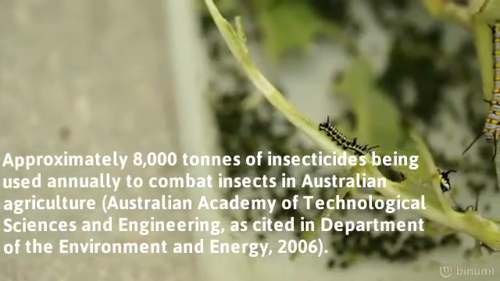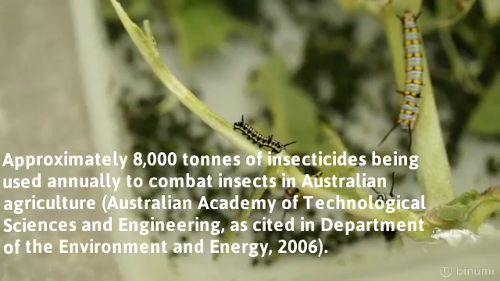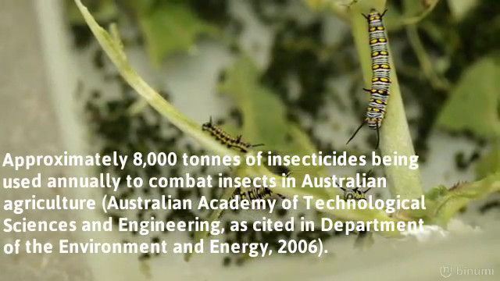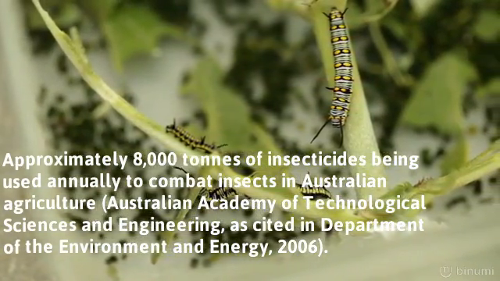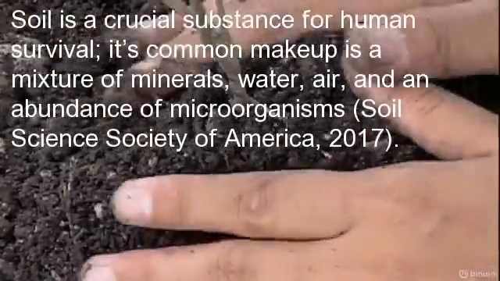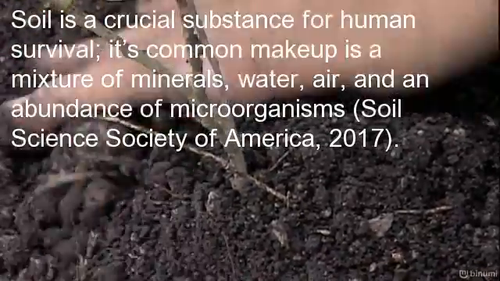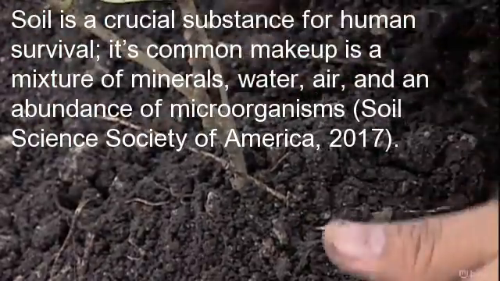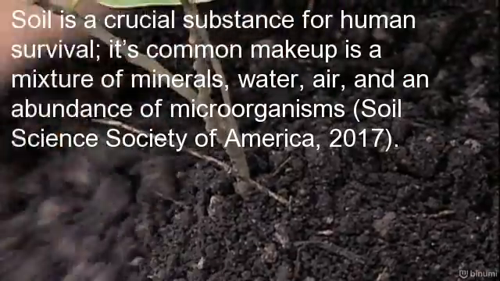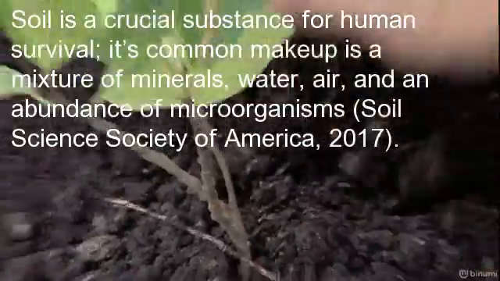In 2002, approximately 8,000 tonnes of insecticides were being used in Australian agriculture annually. While the purpose of insecticidal use is to combat insects, a substantial amount reaches the soil. The common makeup of soil is a complex mixture of minerals, water, air, and an abundance of microorganisms. The depletion of soil microbes would devastatingly impact soil fertility by eliminating the processes required to grow and support plant life.